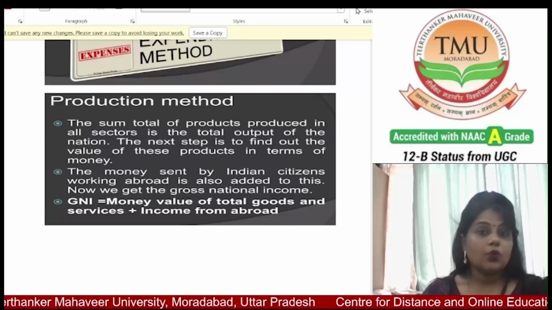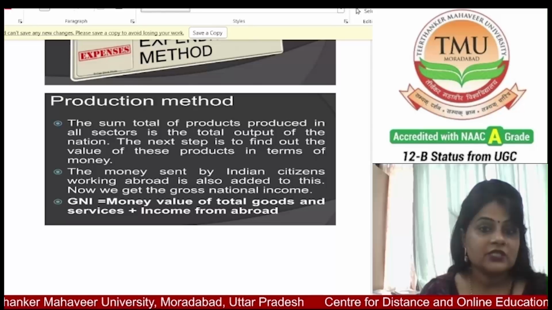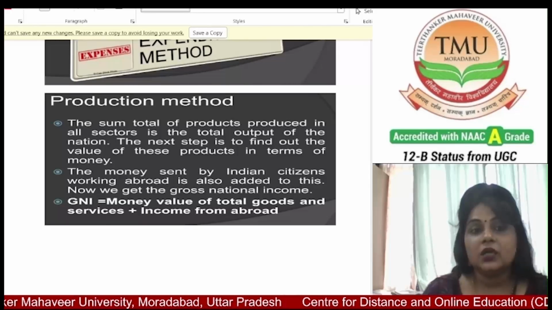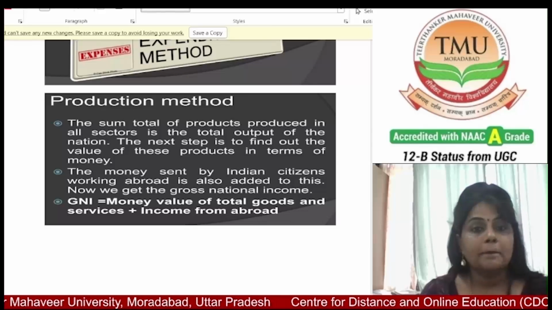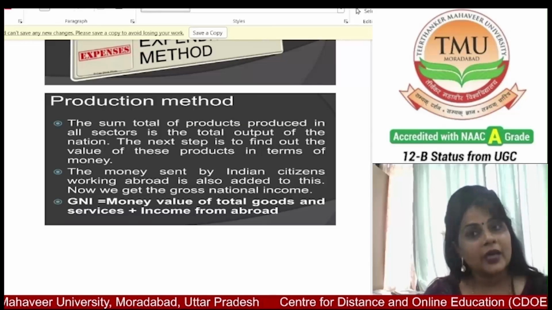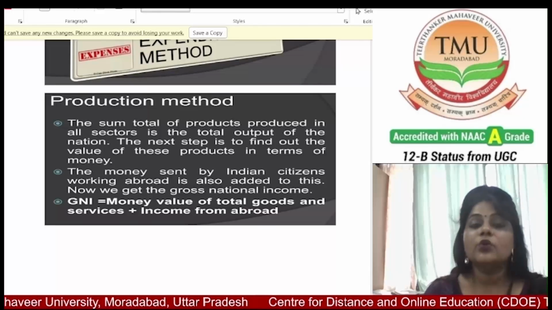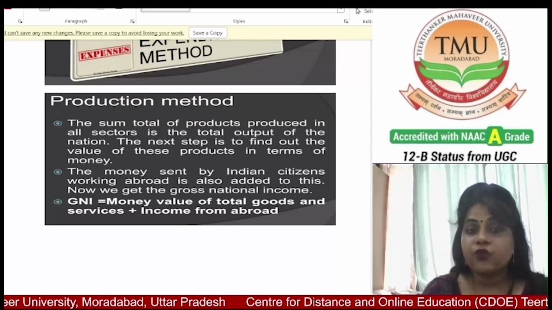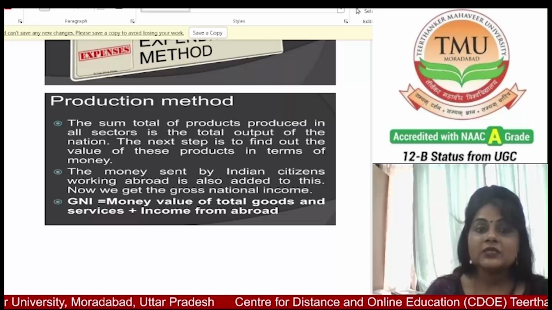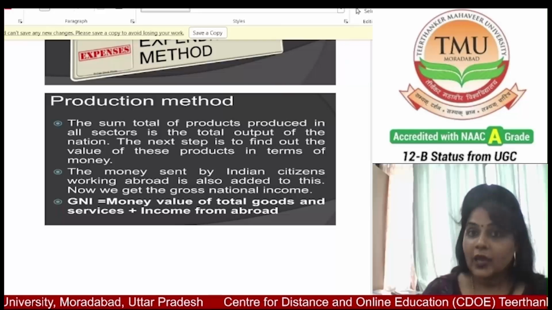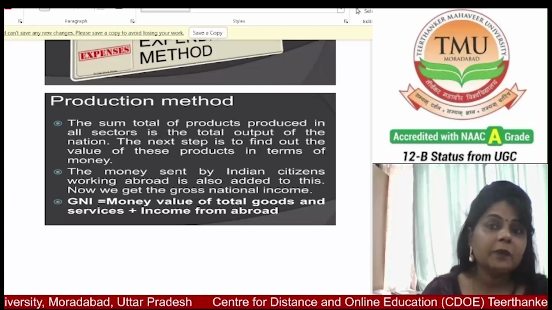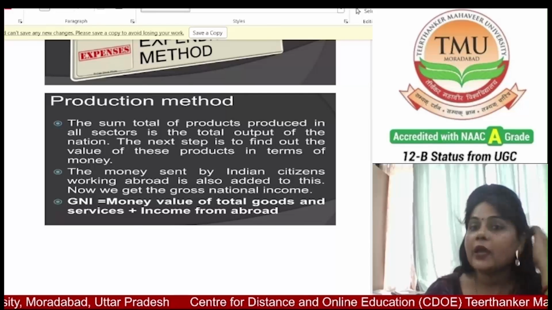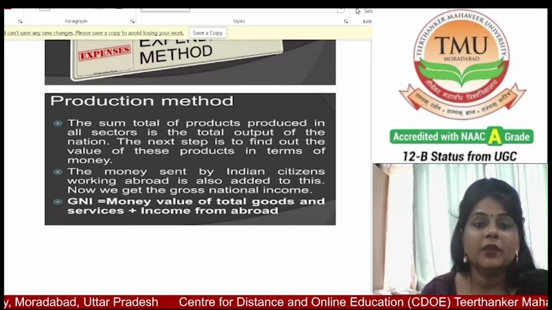So, in this method, the value of all goods and services produced in the different industries during the year is added up. This is also known as the value added method to GDP, GDP at factor cost by industry of origin. I have also explained GDP in the previous video. You can see there the concept and the components of national income.